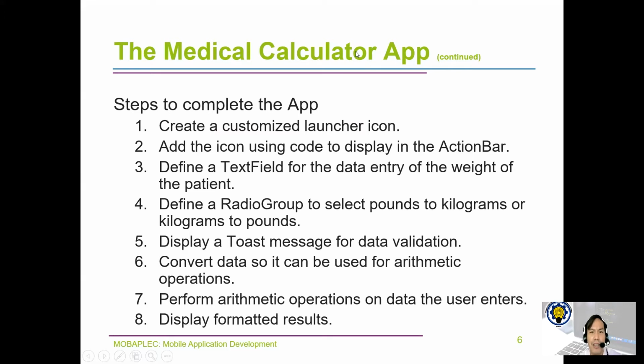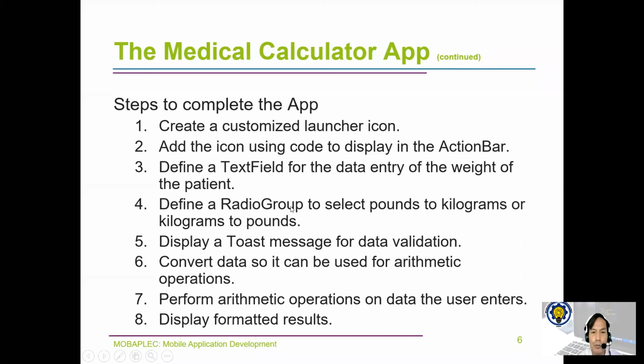So in terms of customized launcher, there are built-in icons, or there's an icon source file in Android Studio that you need to locate, or you could add the icon using code to display in the action bar. And the third step is you need to define what particular text field the data entry will process, followed by the radio button, the display of toast message for data validations, for conversion, for arithmetic, and finally for displaying of result. Those are the steps.